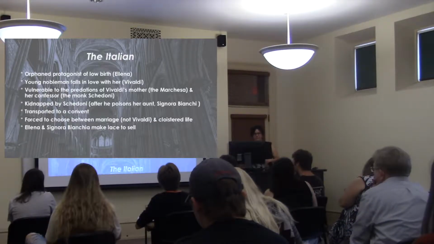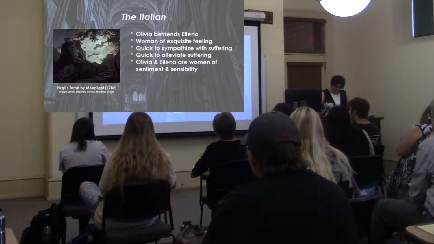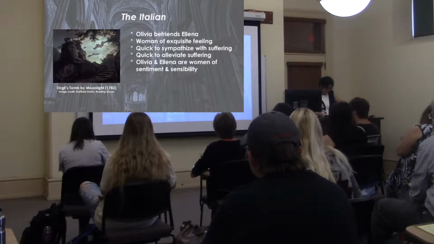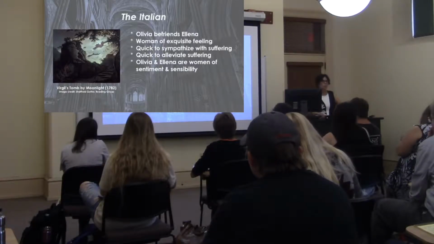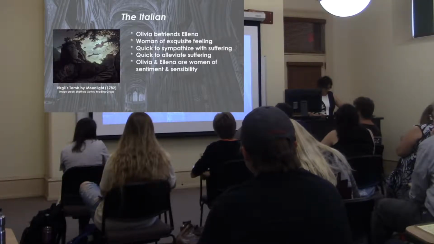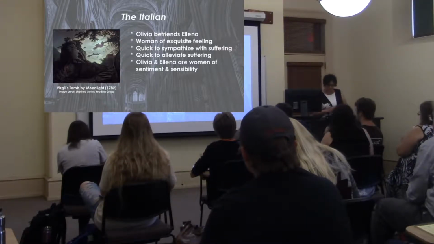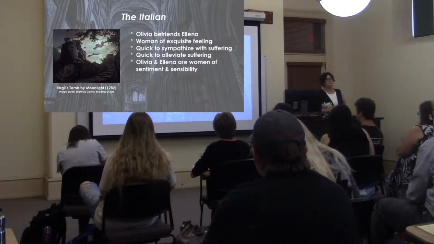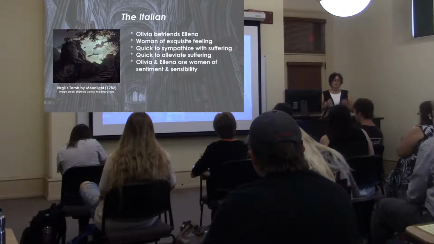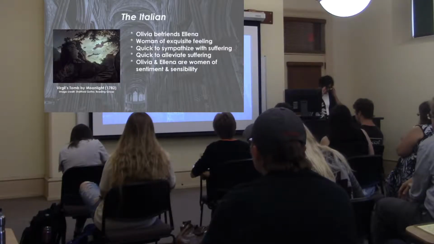Okay, so back to the convent. The abbess is, of course, cruel. And so Elena withstands her cruelty, but she does it with the help of the only kindly nun of San Stefano, Olivia. And Olivia is very different from the other coarse and revealing nuns who live in the convent. She is a woman of exquisite feelings. She's quick to sympathize with the sufferings of others and even quicker to alleviate it. Both Olivia and Elena are women of sentiment and sensibility.